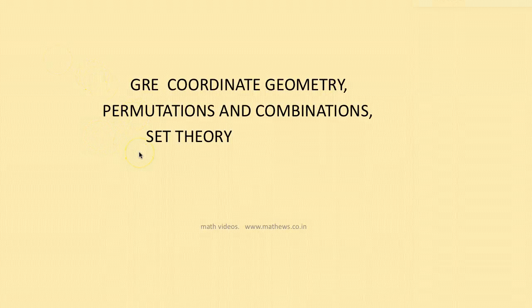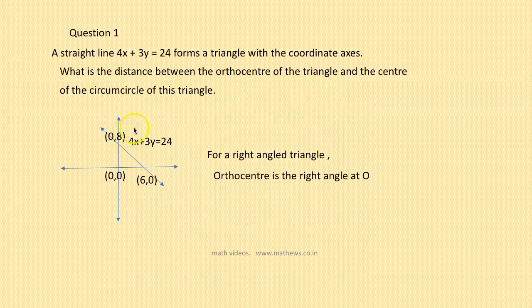This video attempts to explain problems in coordinate geometry, permutations and combinations, and set theory in the GRE mathematics section. This is a problem on coordinate geometry. A straight line 4x plus 3y equal to 24 forms a triangle with the coordinate axis. What is the distance between the orthocenter of the triangle and the center of the circumcircle of this triangle?